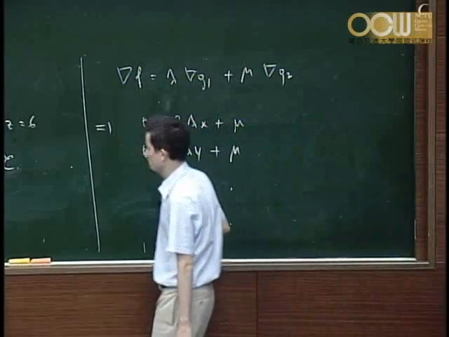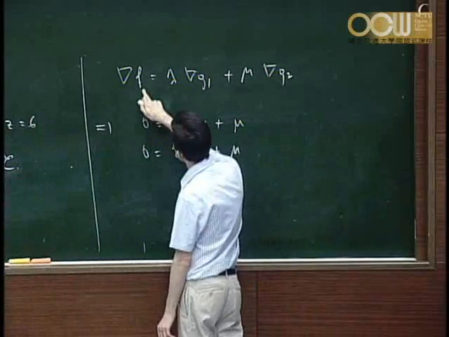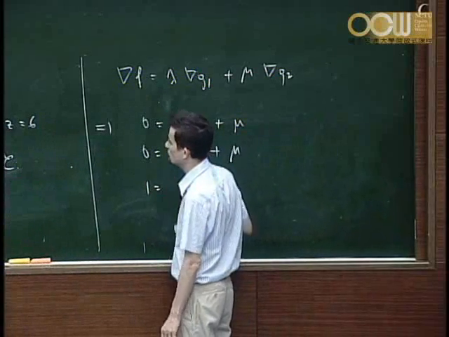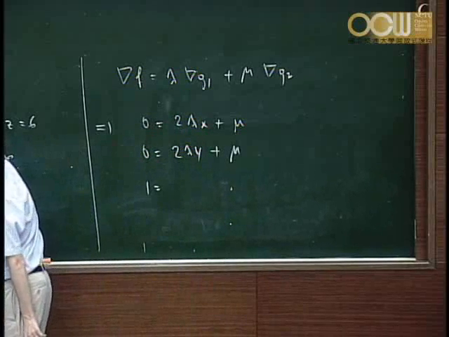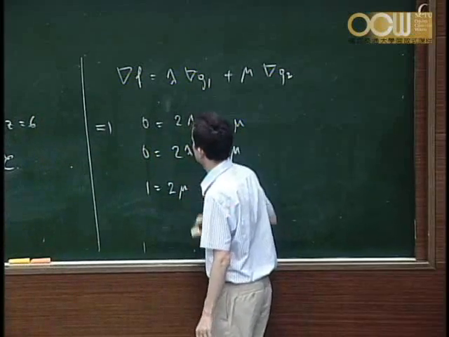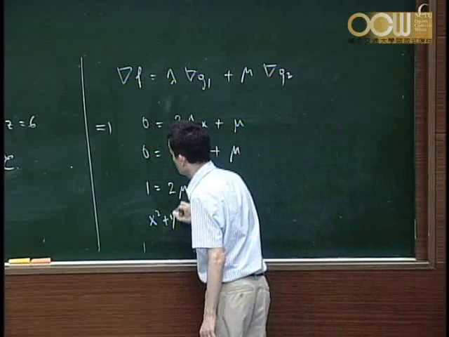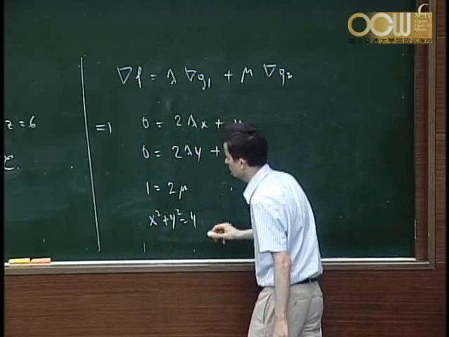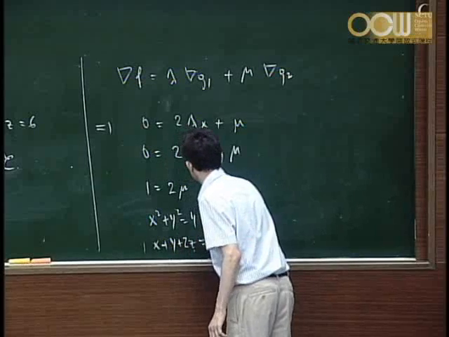Now, for the last one with respect to z, we get here 1. Here with respect to z, but z is not there, so it's 0. And here we have 2, so we have 2 mu. These are 3 equations, and we have this one, x squared plus y squared is equal to 4. And we have x plus y plus 2z is equal to 6.